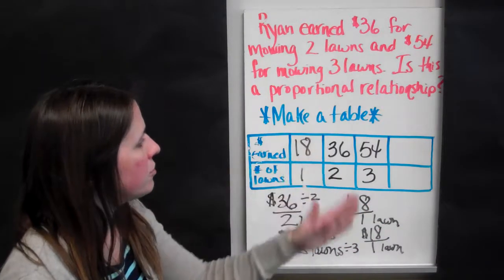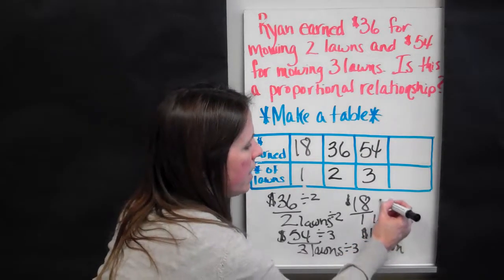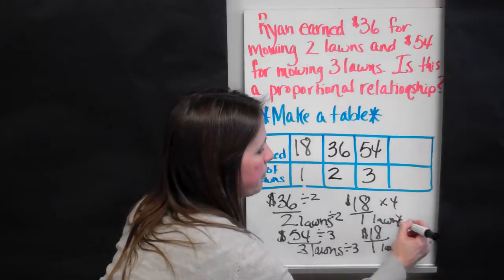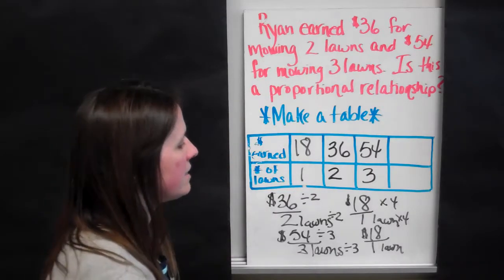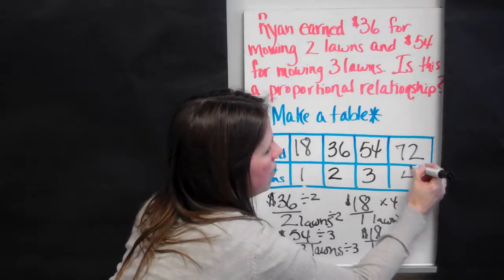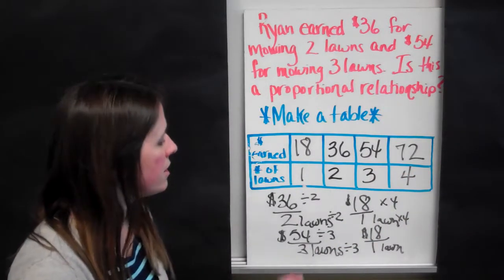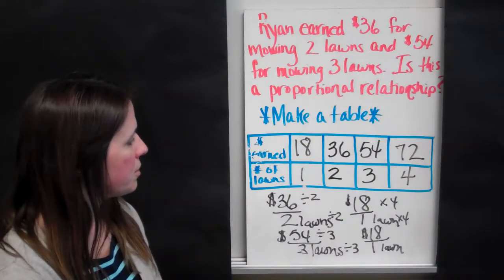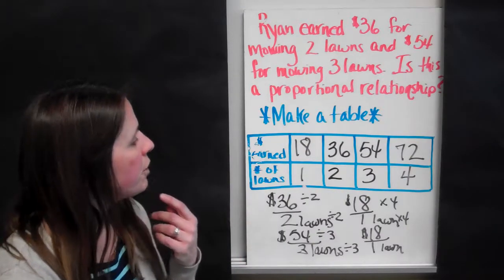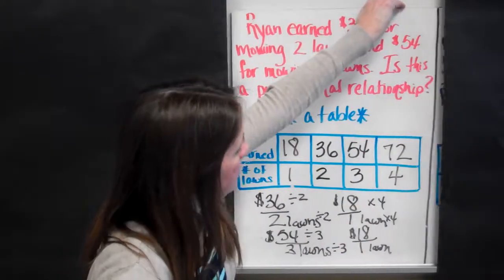And then if we asked you to find the total for 4 lawns, you would go back to your unit rate and do times 4. And what is 18 times 4? I believe it's 72. So for 4 lawns is $72. This relationship is proportional, and you could say for every lawn mowed, you're earning $18. Let's look at another example.